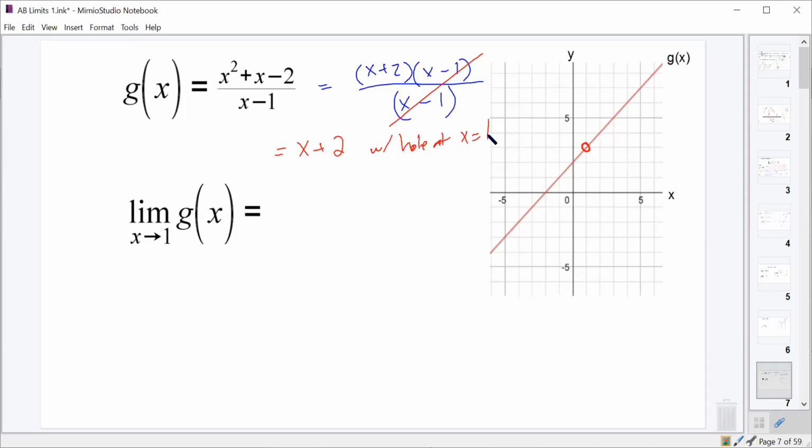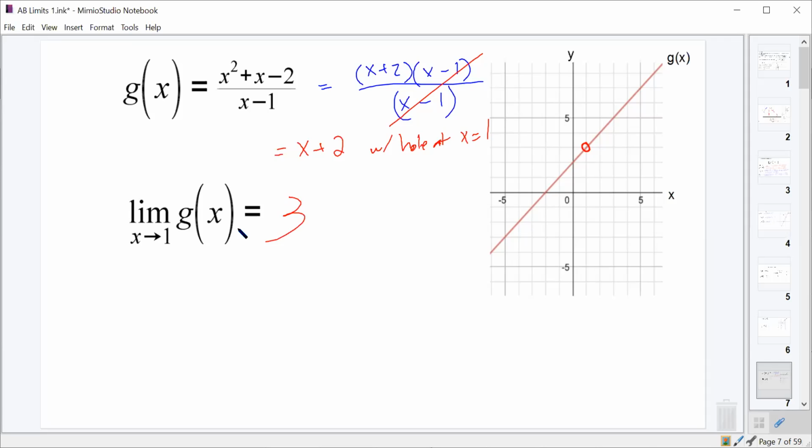And so that's what I've drawn here. It's just the function x plus 2. It's the same linear function we had previously, but with a hole at x equals 1. So what's the limit as x approaches 1 of g of x of this function? 3. Everybody agree with 3, or anybody have a different opinion? Should I just put a 3 here and call it good? Agreed.